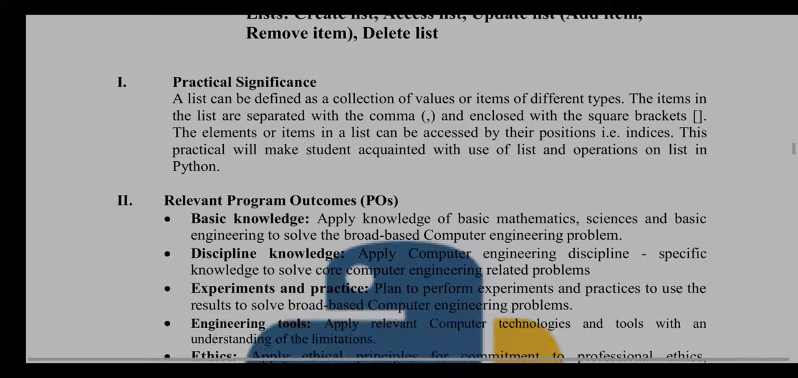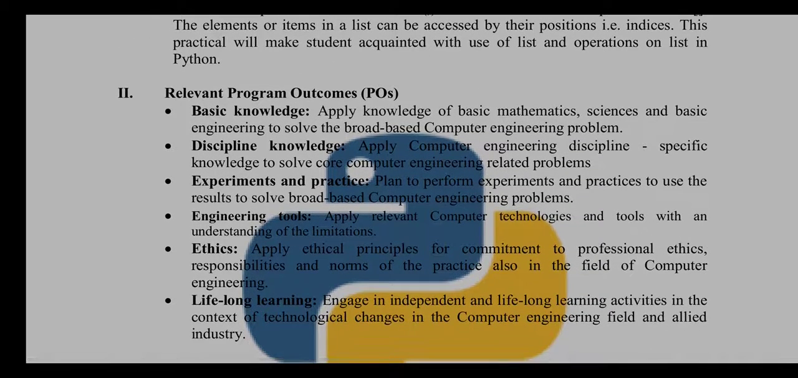Relevant program outcomes are: you need basic knowledge, discipline knowledge. You have to perform various experiments and practices. You need to have engineering tool knowledge. You have to follow some ethics, and it is a continuous lifelong learning process.